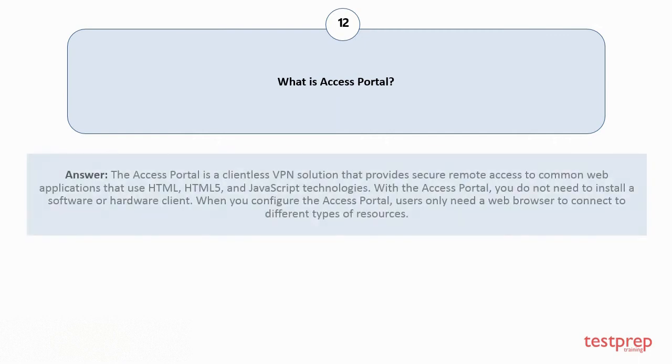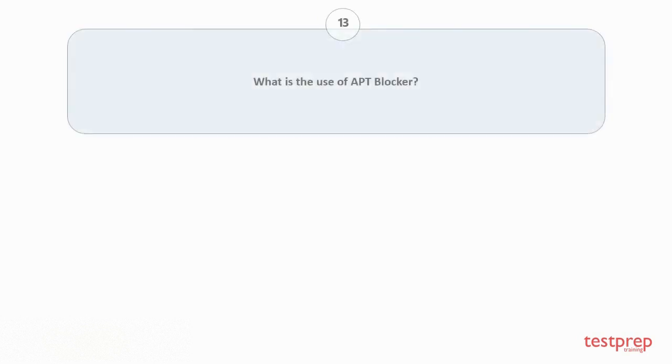Your answer is: the Access Portal is a clientless VPN solution that provides secure remote access to common web applications that use HTML, HTML5, and JavaScript technologies. With the Access Portal, you do not need to install a software or hardware client. When you configure the Access Portal, users only need a web browser to connect to different types of resources. Question number 13, what is the use of APT blocker?